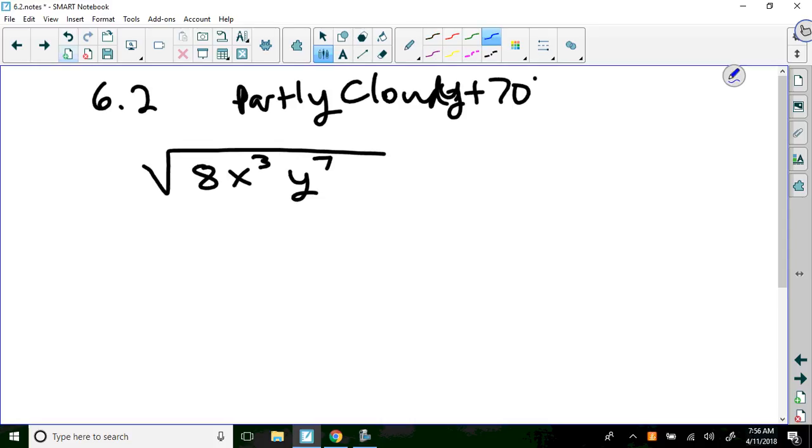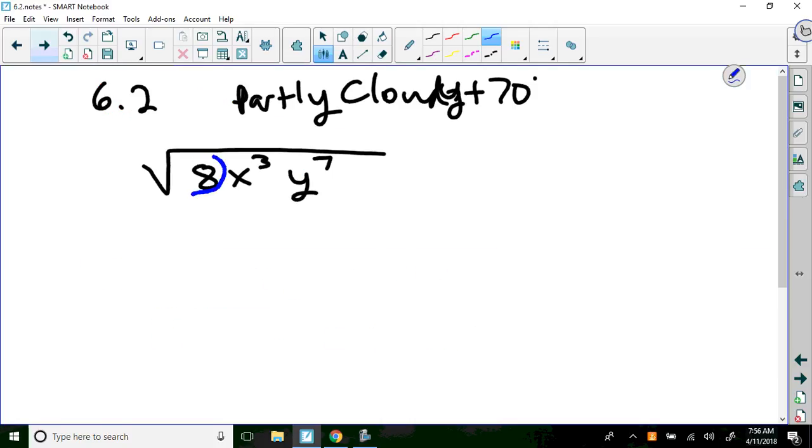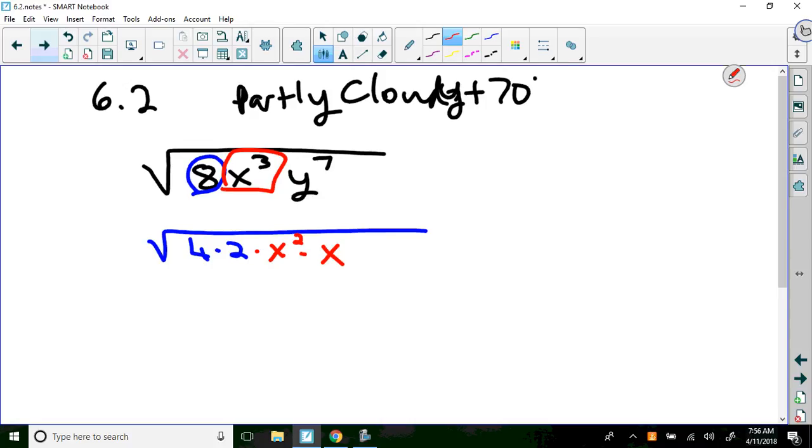So anyway, with this A-SSE.2, they want us to be able to rewrite things. We have to think of this 8 in terms of its factors, one of which is a perfect square, the biggest perfect square factor of 8, which is 4. So we rewrite that 8 as 4 times 2. Then x cubed isn't a perfect square, but we can rewrite it as x squared times x. You don't have to do this, but I think it makes it easier to keep things separated and organized.